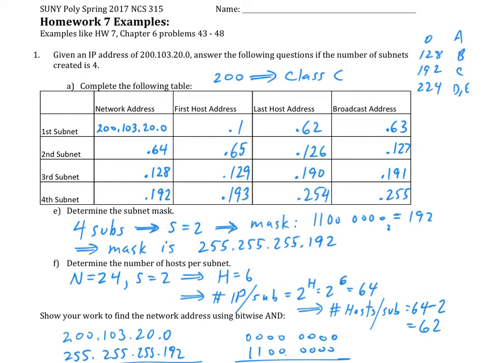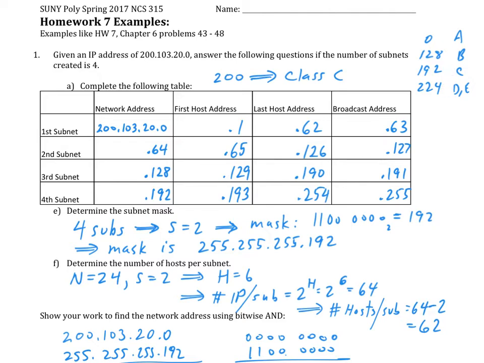We might, in the margin, remind ourselves that class A's go from 0 to 127, class B's start at 128, class C's start at 192, and end at 223. Class D's and E's start at 224. And these are our special numbers: 0 plus 128, 128 plus 64, 64 plus 32.